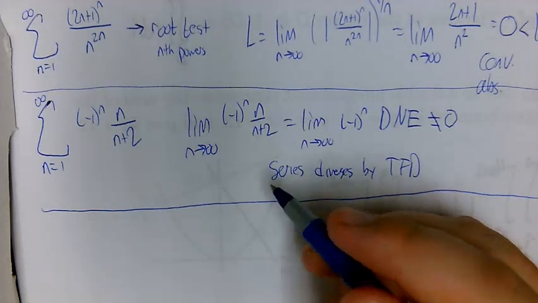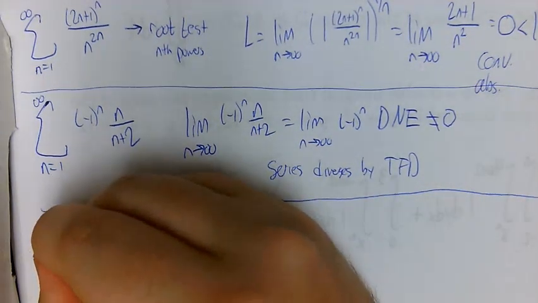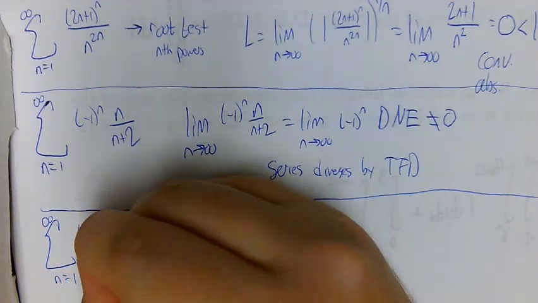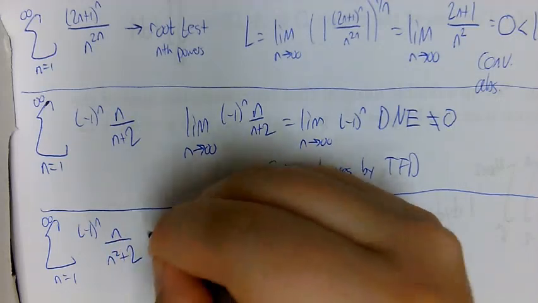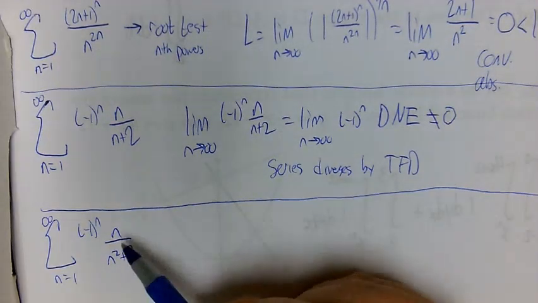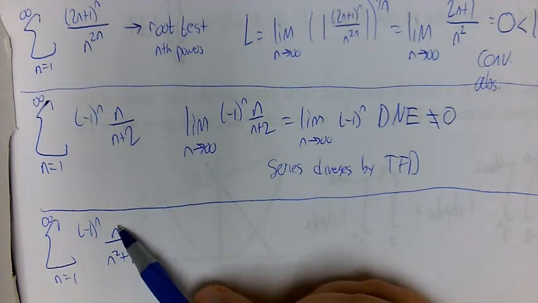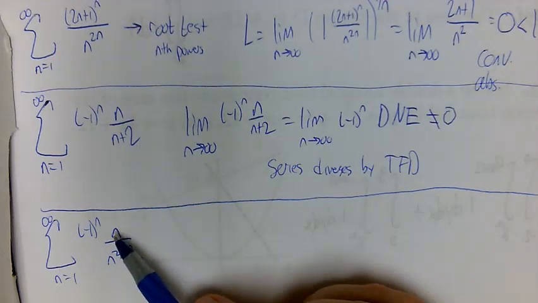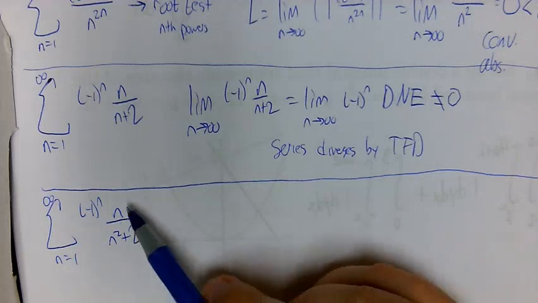All right, here comes another one here, another alternating series. The sum from n equals 1 to infinity of negative 1 to the n over n squared plus 2. All right, now with this series here, we see it's alternating again, though this time we have a rational function with the degree being less on the top and greater on the bottom. So this will head to 0.